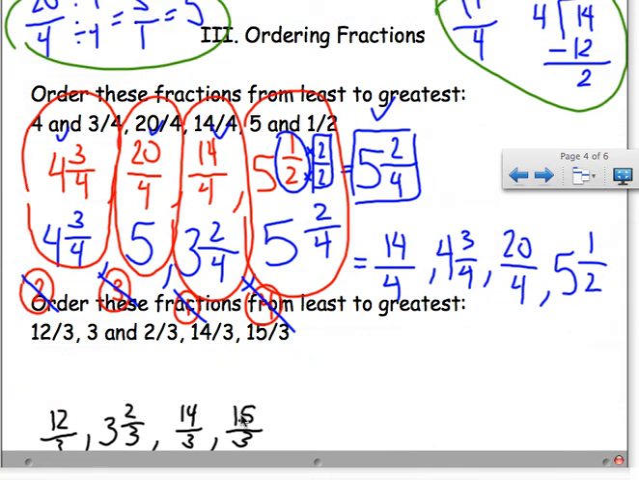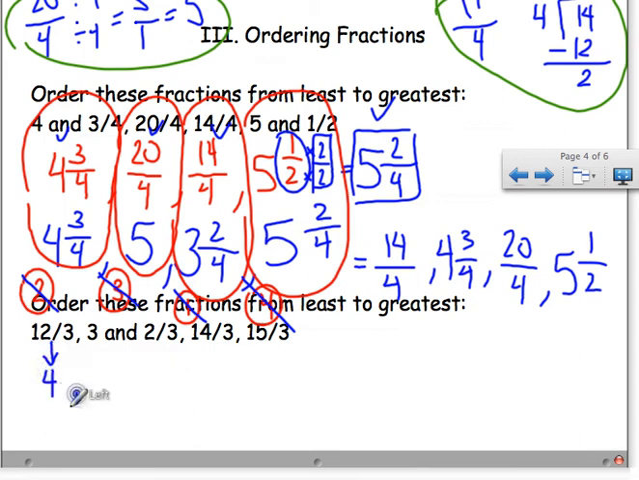Okay, you've tried this example at the bottom. I moved it around a little bit just so that we could see a little bit more clearly. If you look at this example, you should have written that 12/3 was really the same thing as 4. 3 2/3, well, we can keep that as a mixed number. 14/3 really simplifies to 4 2/3, because 4 times 3 is 12. And then 15/3 really simplifies to 5.